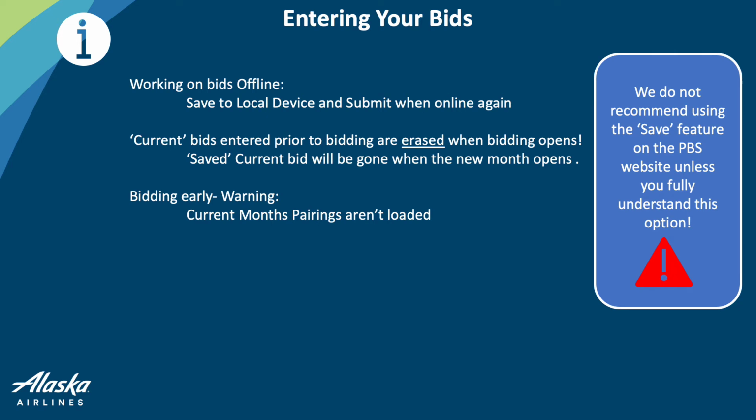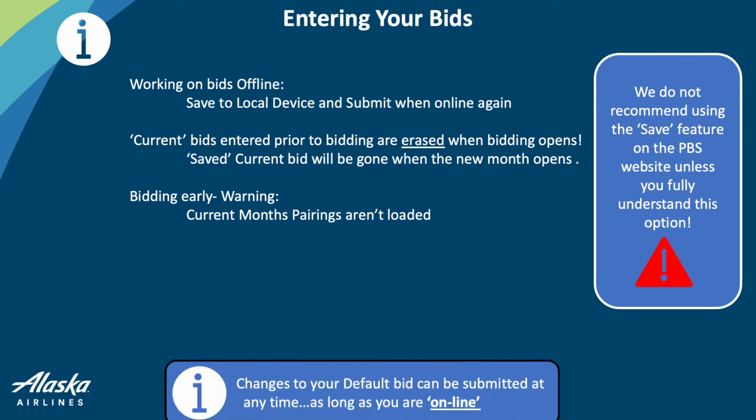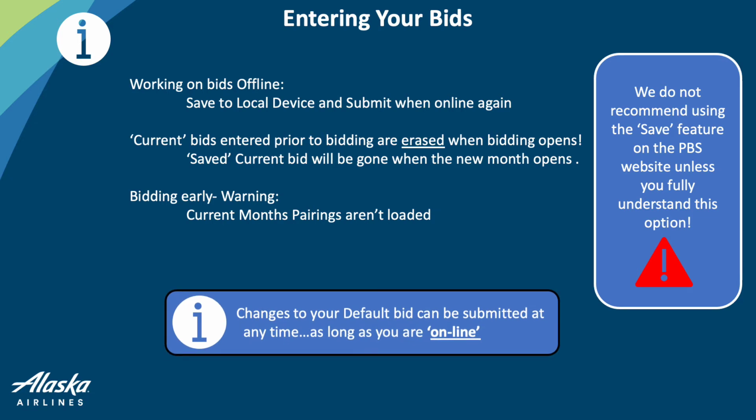We do not recommend using the save feature on the PBS website unless you fully understand this option. Always take care in bidding early. We've had instances of people using the wrong month's pairings because they bid early and didn't make sure the new month's pairings had been loaded into the program. Consequently, when bidding by pairing number, they were awarded completely different trips than they'd expected. Pairing numbers are reused every month and are completely different from one month to the next.